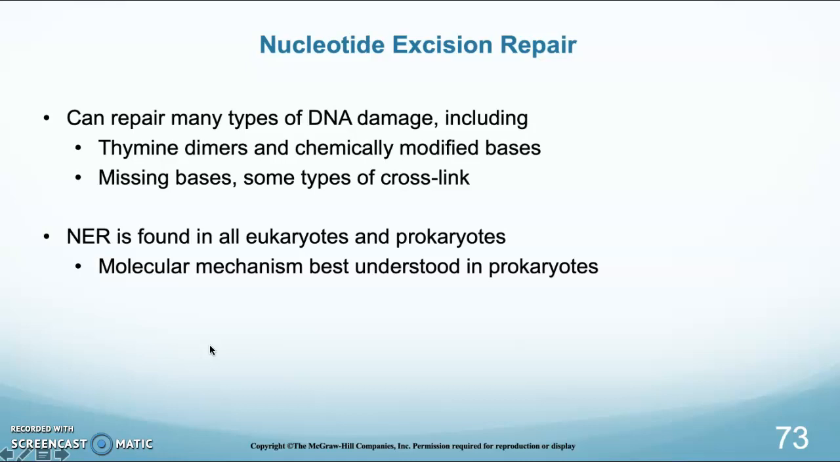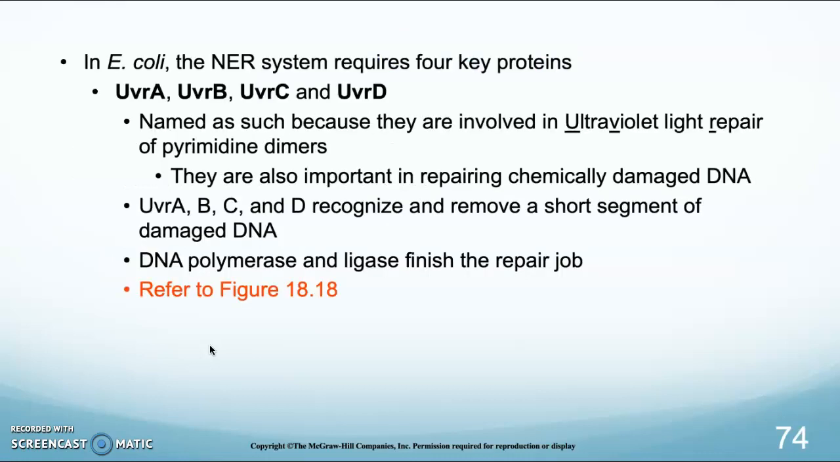We can also get nucleotide excision repair, and this can repair a lot of different types of DNA damage. It can replace those thymine dimers and chemically modified bases. It can also help if there's a missing base or some type of cross-link. These nucleotide excision repair systems are found in all eukaryotes and prokaryotes, but of course they are best understood and most studied in prokaryotes.